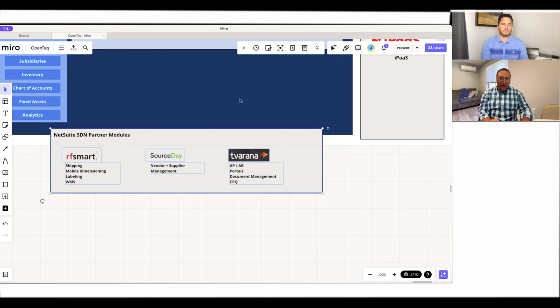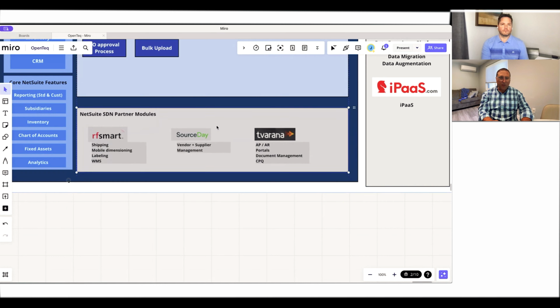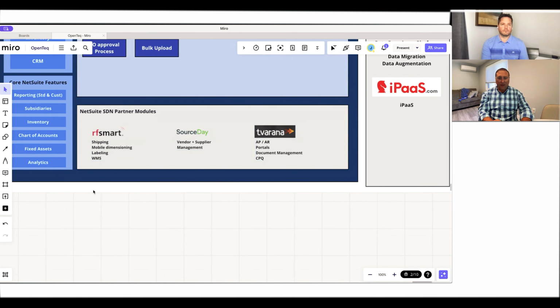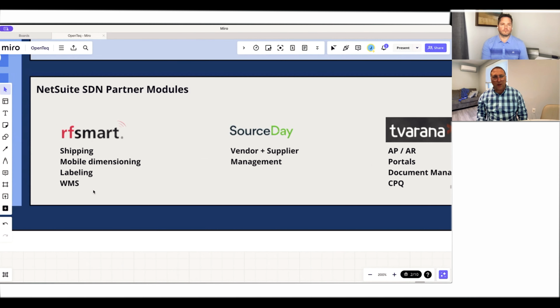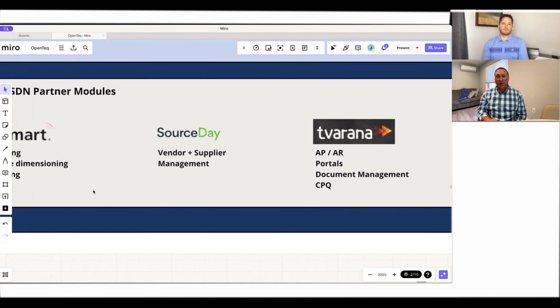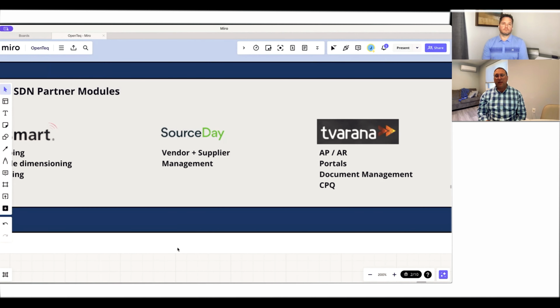And then finally, we have a very nice curated group of partners of OpenTech that really add a lot of value to franchises. So whether it's a QSR or a retail franchise, RF Smart provides a lot of value in terms of shipping, mobile dimensioning, labeling, and WMS. Another really great partner that we work with is SourceDay for vendor and supplier management. SourceDay is phenomenal at managing those relationships, and really adding a lot of streamlined efficiencies to how franchises would operate within a NetSuite ERP environment.